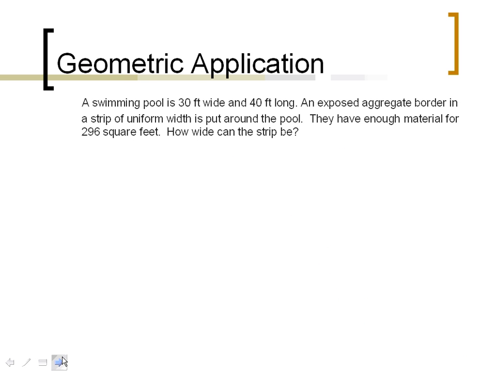The next problem, still a geometric application. This one is dealing with a swimming pool that's 30 feet wide and 40 feet long. An exposed aggregate border in a strip of uniform width is put around the pool. They have enough material for 296 square feet, that is, to do the border around the pool. How wide can the strip be?